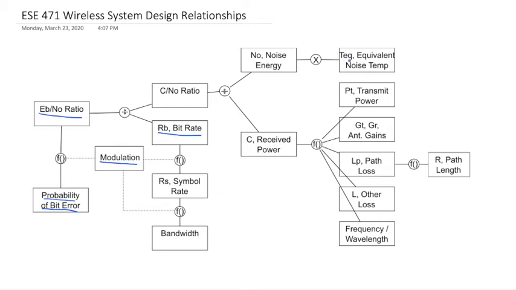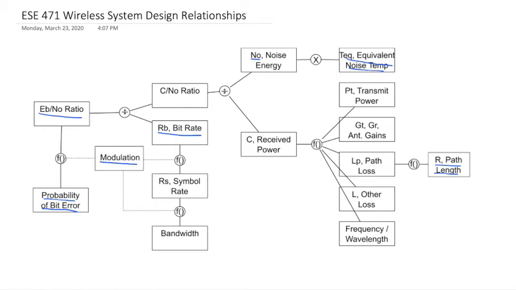Again, if our receiver has a given equivalent noise temperature, then we can calculate the N0 and then use it to compute C. If we're also given other specs of our transmitter, transmit power, our antennas that we're using in the system, other losses, and the frequency in use, we can calculate the path loss, and then we can calculate the maximum range of our system. So we can see that given these things I've underlined over here, we can go through this plot to find the path length that is possible with our communications link.